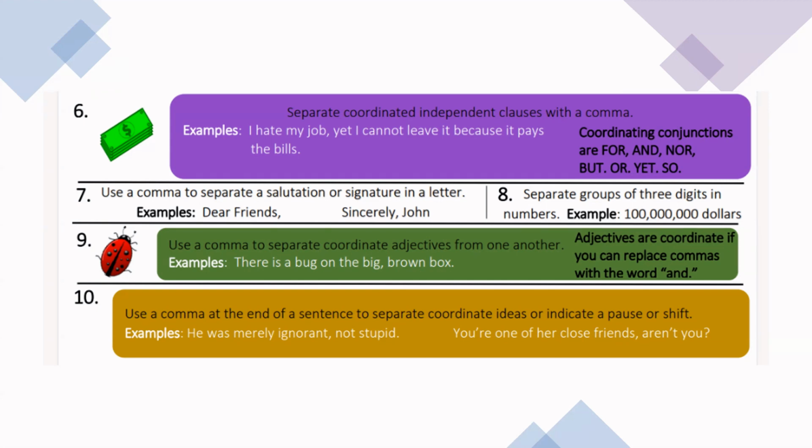And the last one, use a comma at the end of a sentence to separate coordinate ideas or indicate a pause or a shift. A shift is a change. As an example, he was merely ignorant, not stupid. And you're one of her close friends, aren't you? All right, so these are the 10 rules for comma.